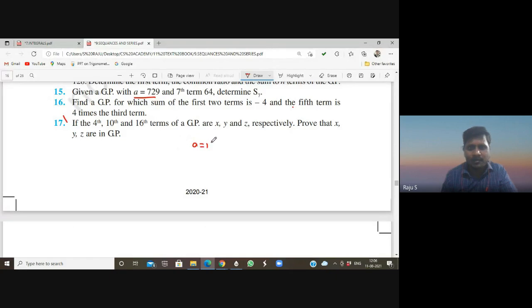First term is already given. First term means the A value. Seventh term is nothing but A7. What is A7? For a geometric progression, An is equal to A r power n minus 1. Then A7 becomes A into r power 6. This value is already given: A7 is 64. What is A? 729. So 729 into r to the power of 6 is equal to 64.